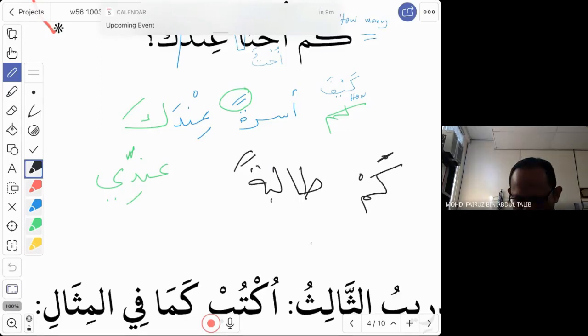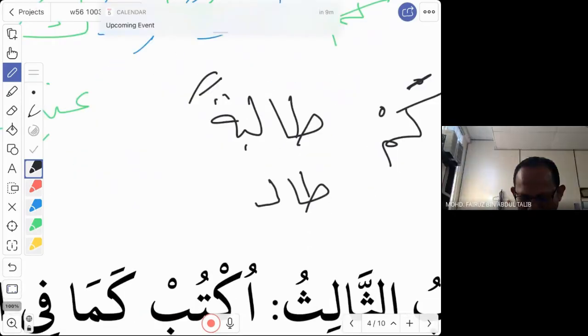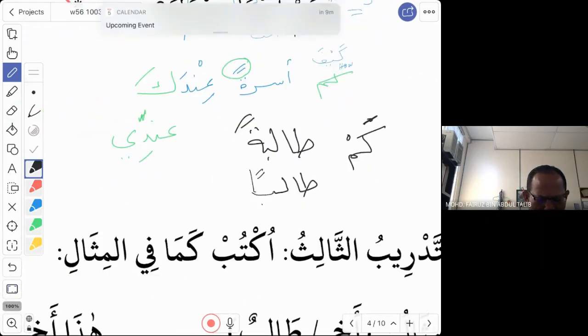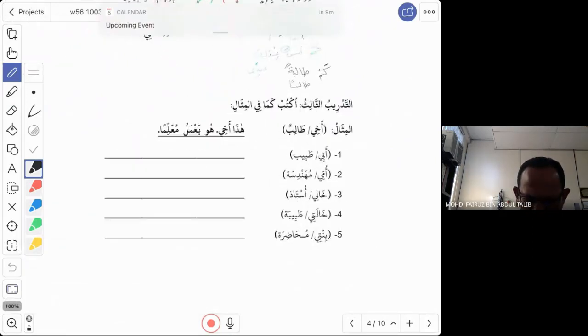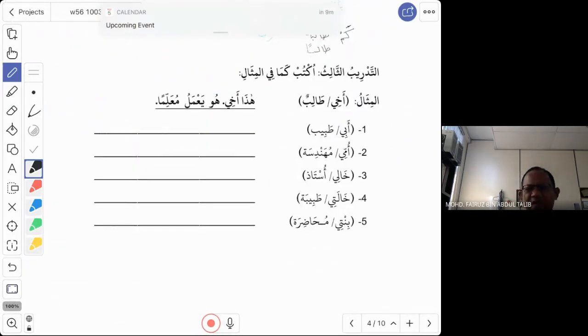For male students, kam taliban. Okay, correct. But the grammar function of kam, yes, we change to taliban. Yes, you can ask me this. Kam taliban indaka or kam talibatan indaka. So this is the grammar function. I believe we will have this in one of the lessons. Okay, so done with the tadribu thani, and then we look at at-tadribu thalis.